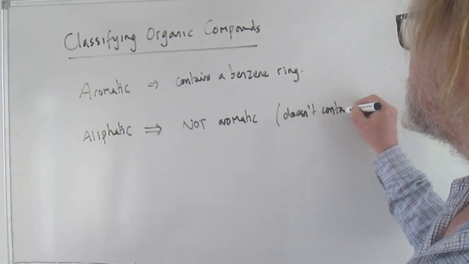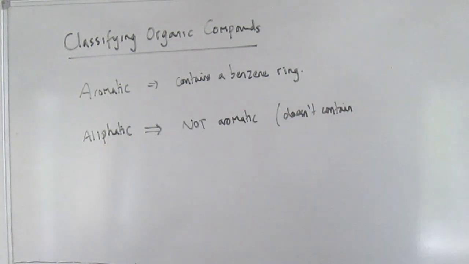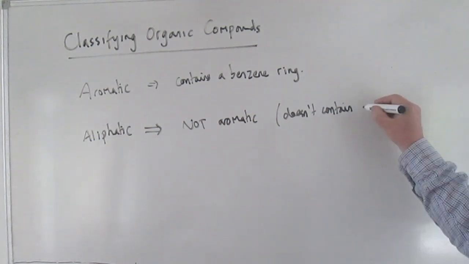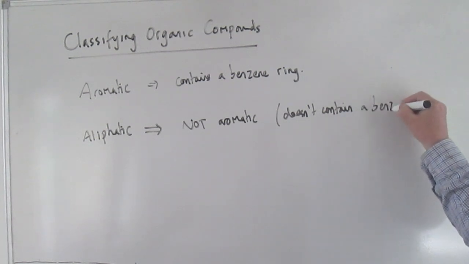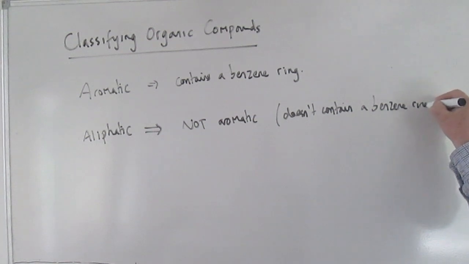And again, you can use it to describe a whole compound or a group within a compound. So you could say that butane is aliphatic, or you could say that a butyl group was aliphatic, because they don't contain a benzene ring. So that's fairly straightforward.